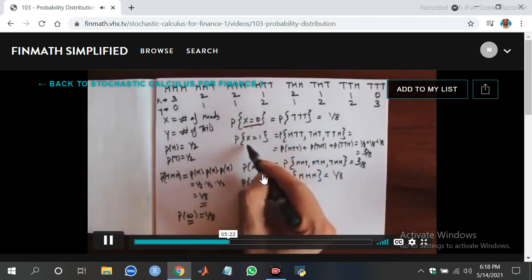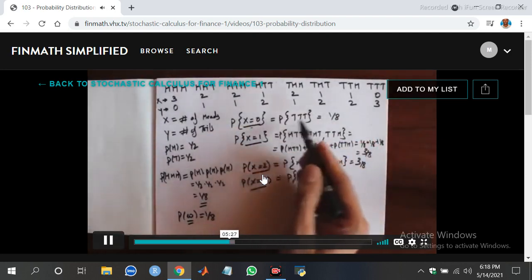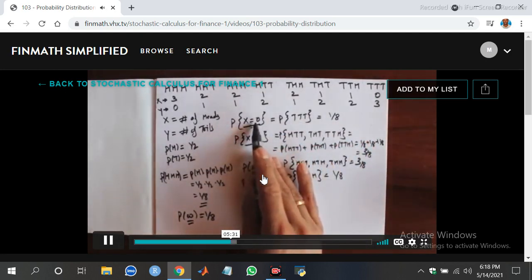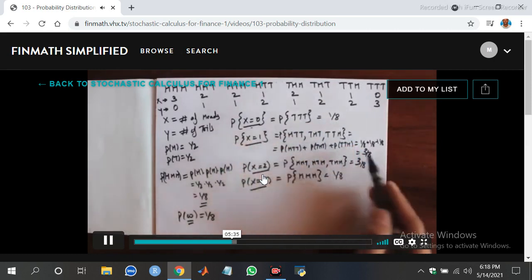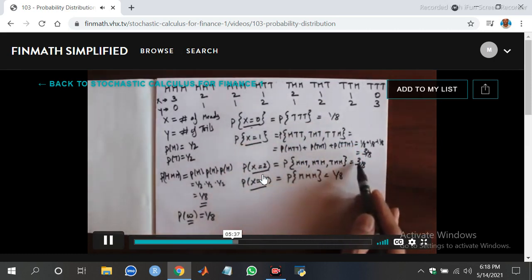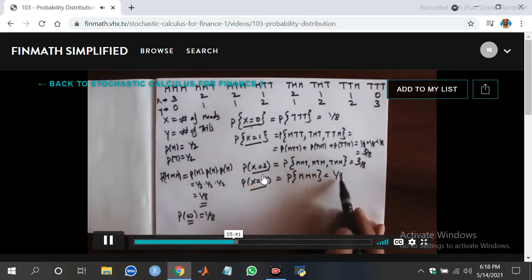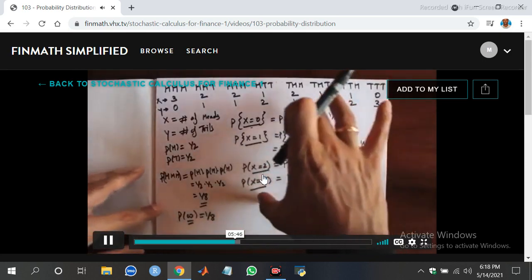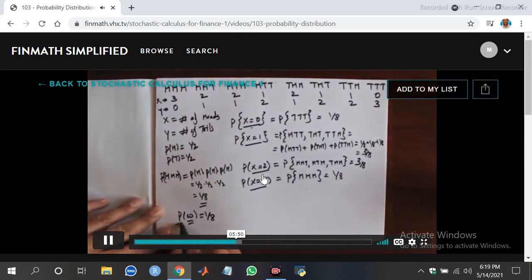Either take a 0, it could be a 1, it could be a 2, it could be a 3, and these are the probabilities by which x will take on various values. So the probability of getting a 0 for x is 1 by 8, the probability of getting a 1 is 3 by 8, the probability of getting a 2 is 3 by 8 again, and the probability of x being 3 equals 1 by 8. So this is called the distribution of this particular random variable x in a probability measure p.